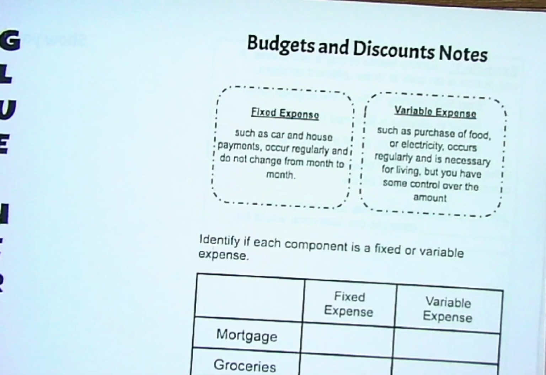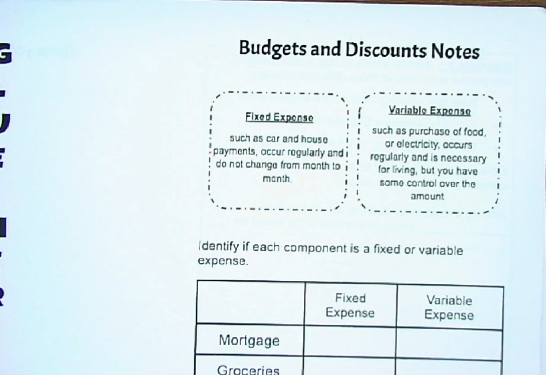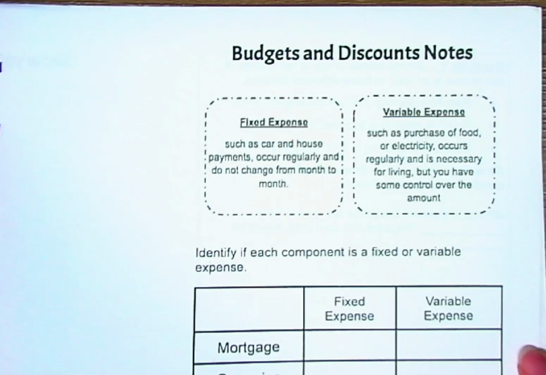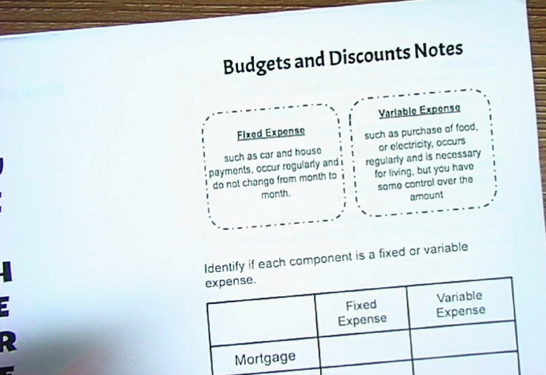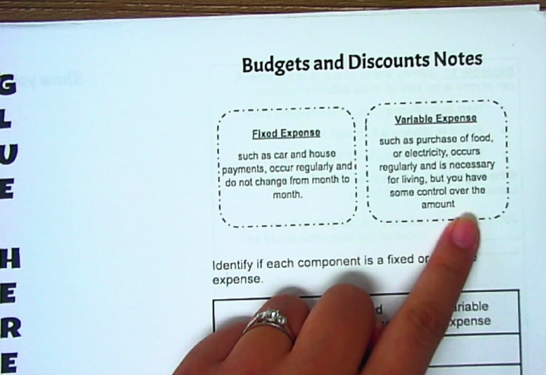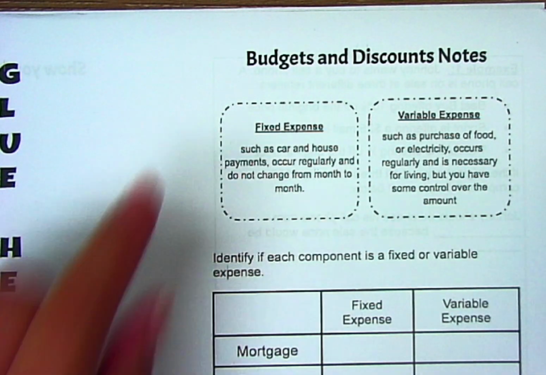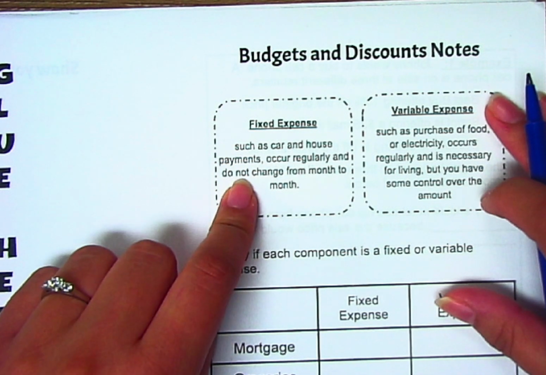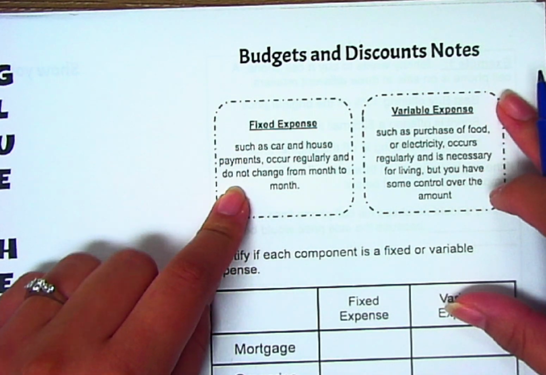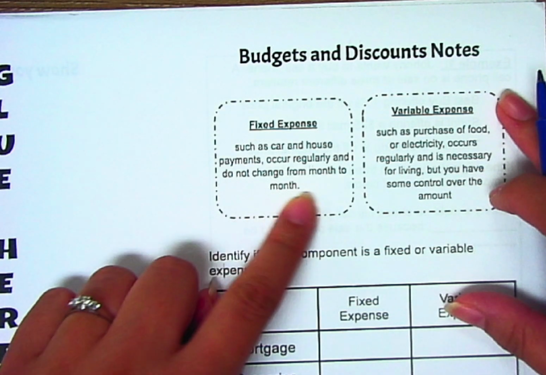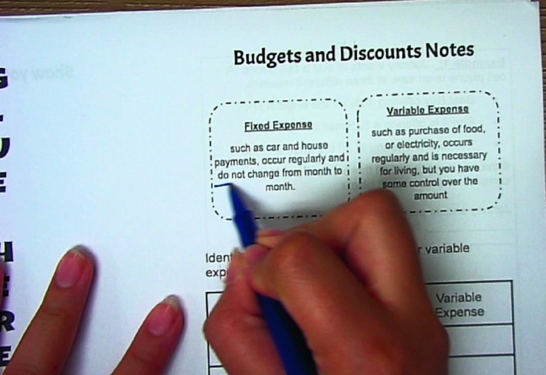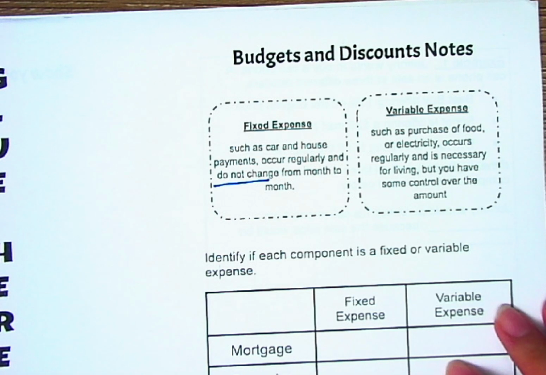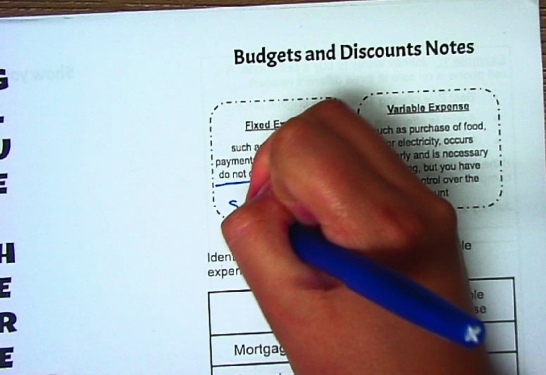So now I want you to put your notes in front of you. Today's notes are budgets and discounts. We're going to be looking at a fixed expense and a variable expense. They're two different things. A fixed expense is either a car or house payment. It occurs regularly and does not change from month to month. So underline that. It does not change, right? It stays the same.